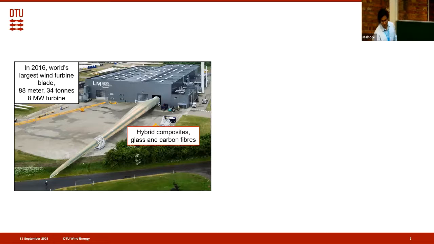So in 2016, it was the world's biggest wind turbine back then, 88 meters in length. And it used a hybrid composite. As you can see here, this white part is glass, and these black lines here represent carbon.